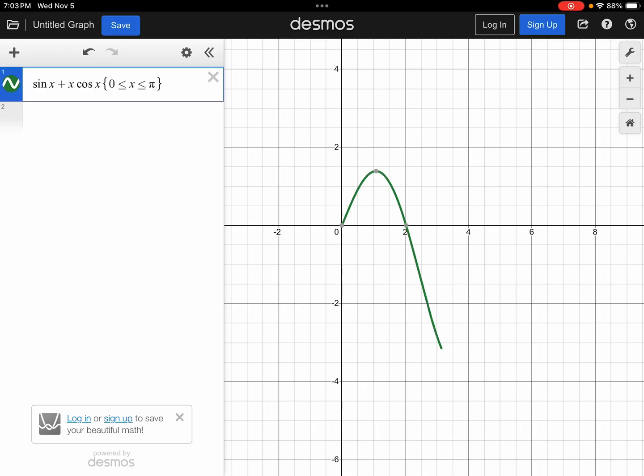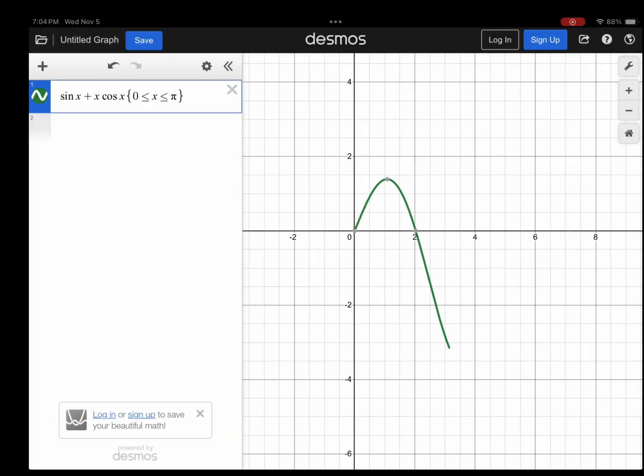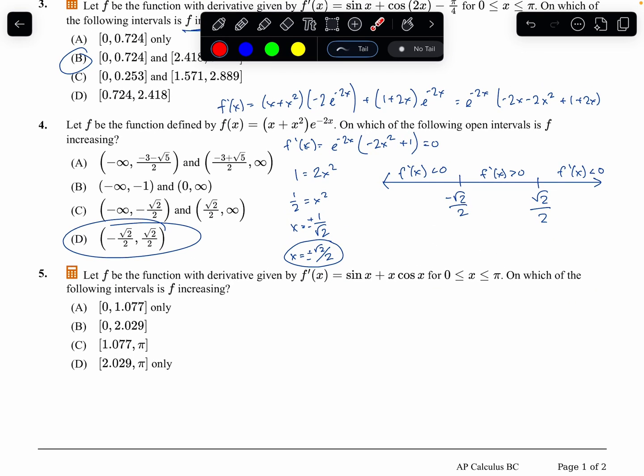Keep in mind that this is the derivative, not the function. And we're trying to see when it is increasing. So when is it increasing? It's increasing when the derivative is positive. So that's all along here. So that's going to be from 0 to 2.029. So that's going to be for B.